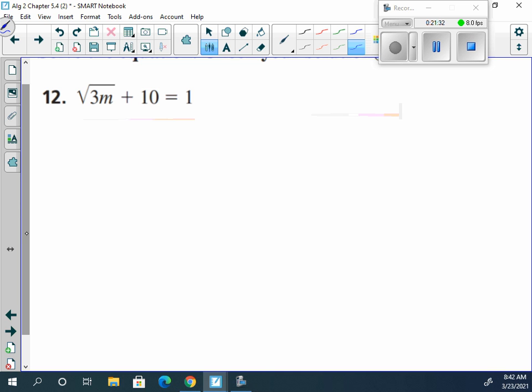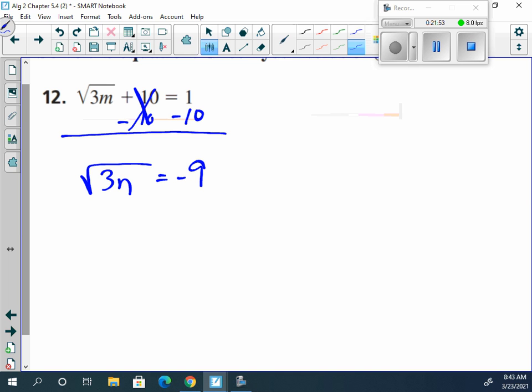Let's look at this one here. The square root of 3m plus 10 equals 1. Is the radical by itself? We subtract 10 from both sides. Those would cancel, leaving us with the square root of 3m equals negative 9. So is the radical by itself?